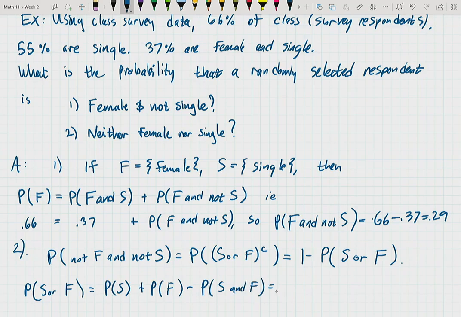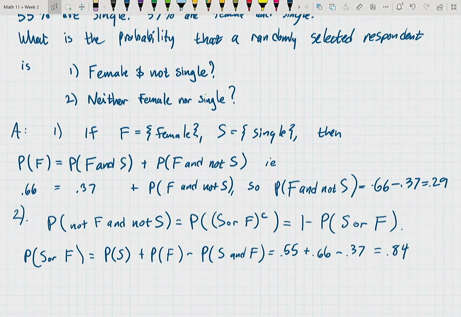So, okay, single was 55, female was 66, both were 37, and this adds up to 84. So the probability of being not female and not single is 1 minus 0.84, or 0.16.